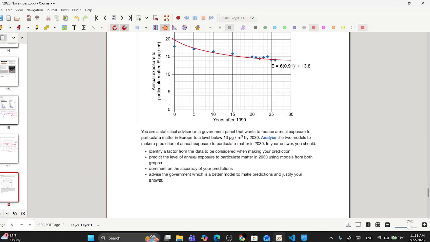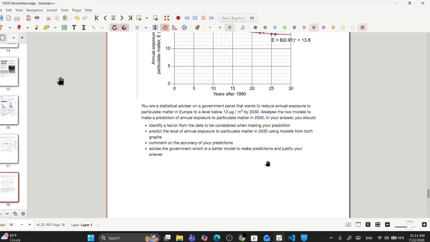Okay? So I can say, in order to identify a factor, I have considered that E is decreasing.